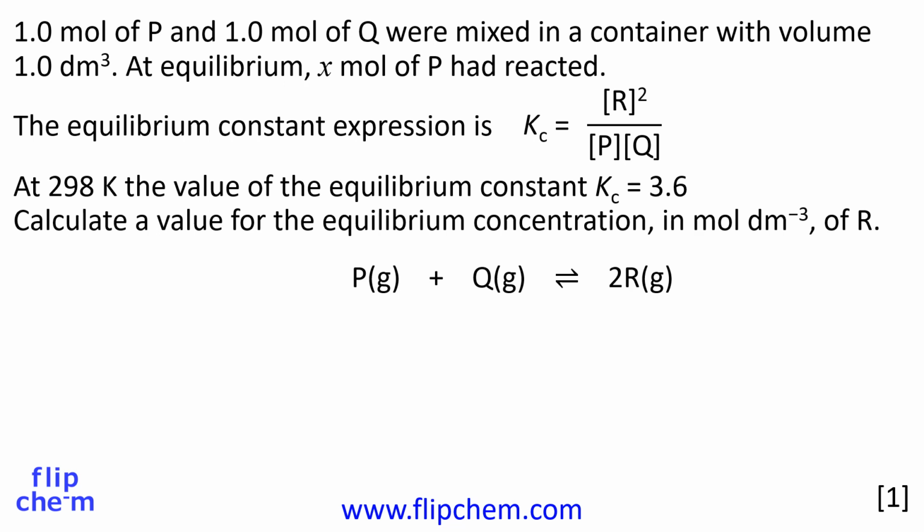Here's the next part of the question. At 298 Kelvin, the value of the equilibrium constant, Kc, is equal to 3.6. Calculate a value for the equilibrium concentration in moles per decimeter cubed of R.